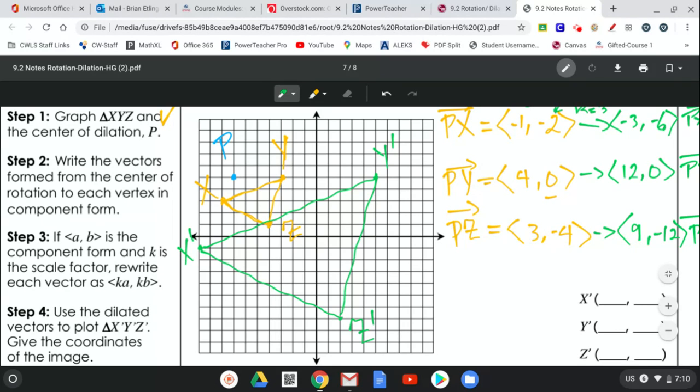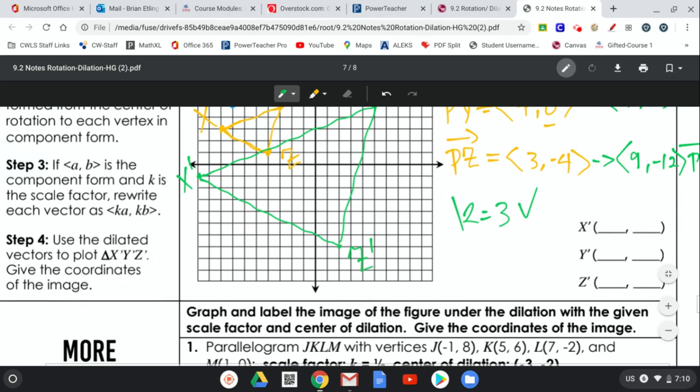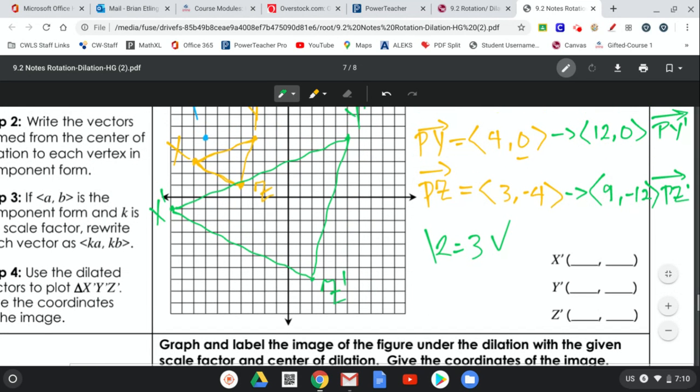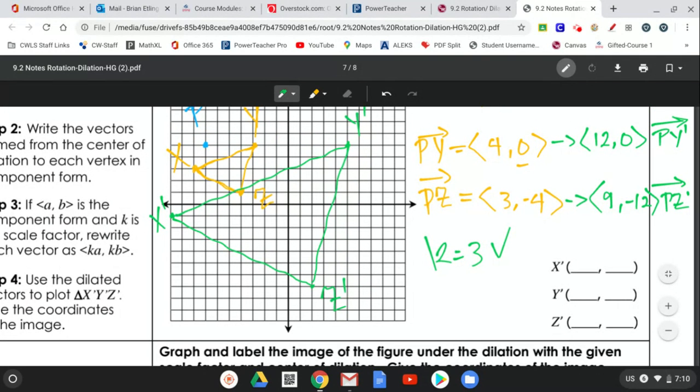All right, so that is our dilation there. And remember, k equals 3. So is it an enlargement? Yes, it makes sense. We're good to go. So lastly, we just have to find the coordinates for x prime, y prime, and z prime. So x prime is going to be at -10, -1. Y prime is going to be at 5, 5. And z prime is going to be at 2, -7.